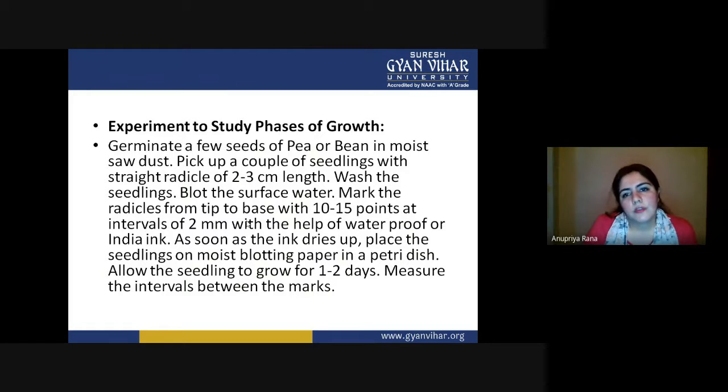Experiments to study phases of growth. We already saw the experiment based on canola. You can see the perfect phases of growth when you grow a plant. Sometimes you can do this in vivo in your pot, and you can see how the root formation takes place and how the shoot formation happens. In petri plates you can grow a plant, and after having root growth, you can put it into the pot. So there are a lot of experiments you can perform to see the phases of growth.